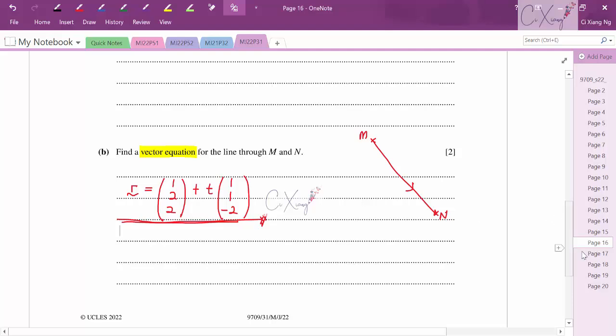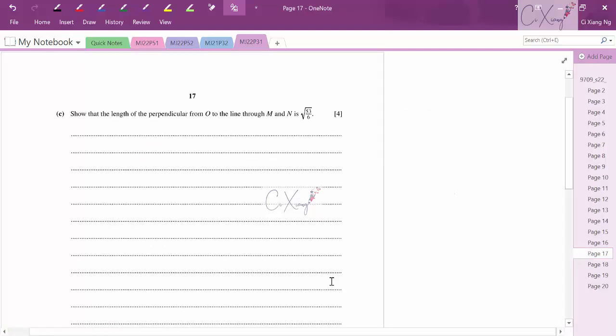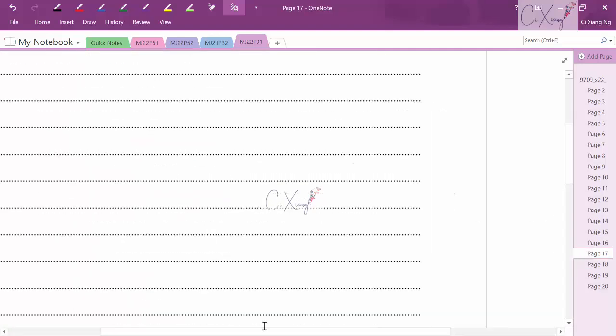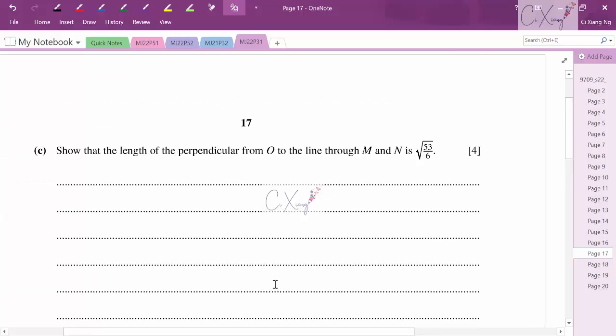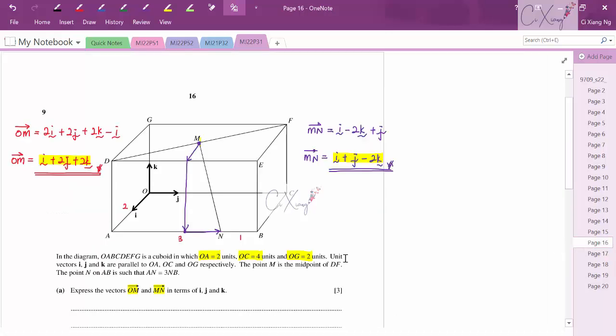Okay, now let's proceed to the third part, part C. In this question, they want us to show that the length of the perpendicular from O to the line through M and N is square root of 53/6. Have a look here, O is here, and M and N are something like this.